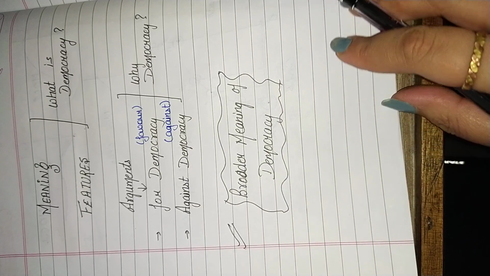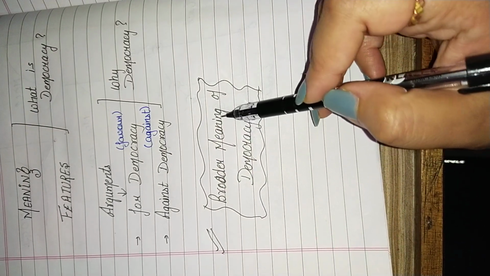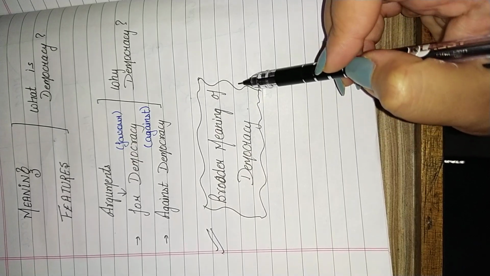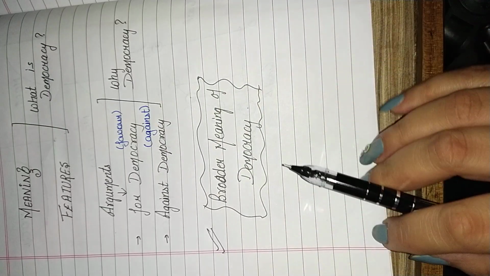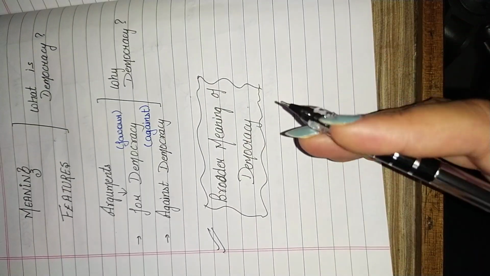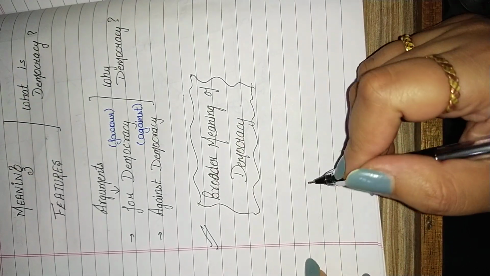The next topic, which we are going to read in this video, is the broader meaning of democracy. As we read about the meaning, features, and all these things, now we are going to read about the meaning of democracy in a broader sense. How in the broader sense?